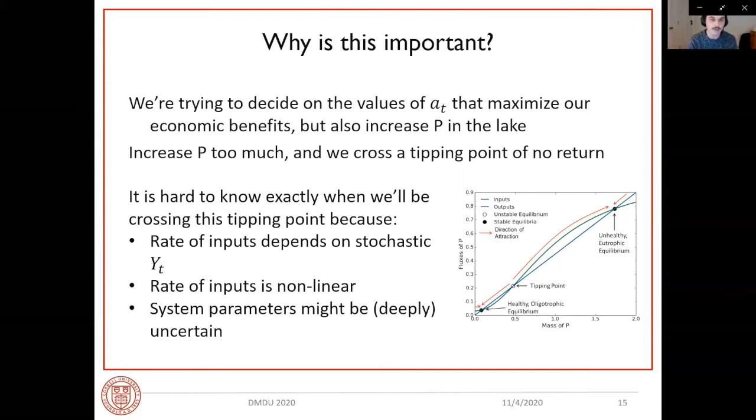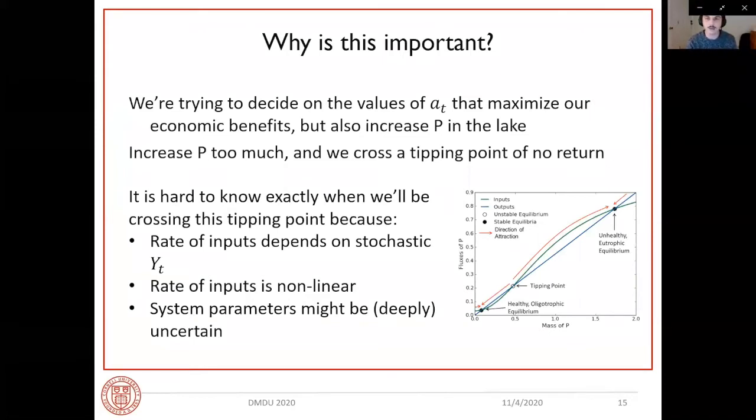It's hard to know exactly when this tipping point could be crossed because the rate of natural inputs of phosphorus is a stochastic variable Y sub t, which has a log normal distribution, so it could have a long tail. The rate of inputs in general, this green line, is also very nonlinear, so it makes it difficult to necessarily predict. And on top of that, the system parameters might be uncertain or even deeply uncertain.